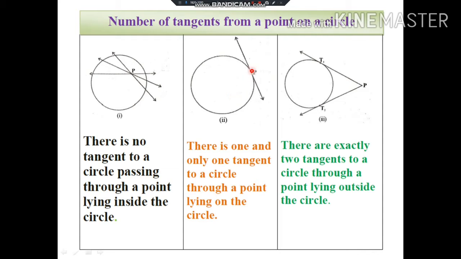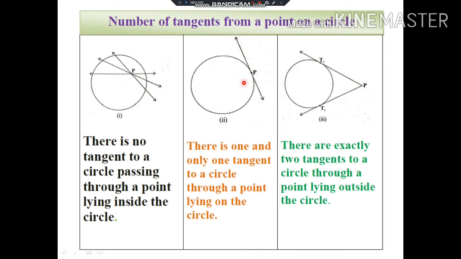Now let us consider one more situation. In the second situation, a point on the circle. Through this point you can draw only one line which is tangent to the circle. There is one and only one tangent to a circle through a point lying on the circle. Dear children, at P you can draw only one tangent.